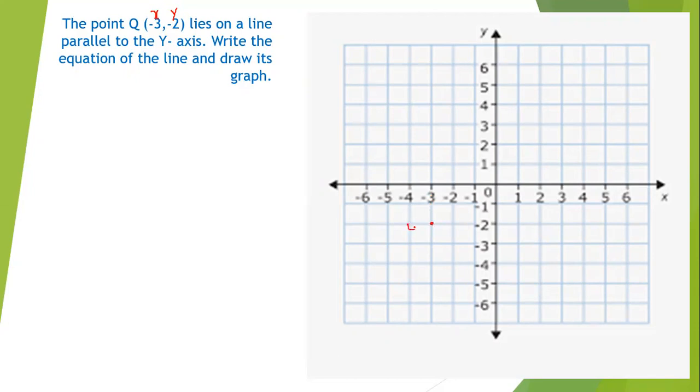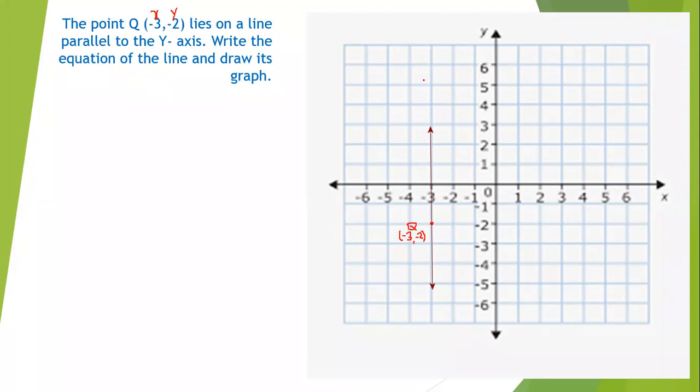So I'm just writing the name of the point as point Q. And in the brackets, we will write the coordinates also. -3, comma, -2. Then we will draw a line. Now, after drawing this line, we have to write the equation of this line.